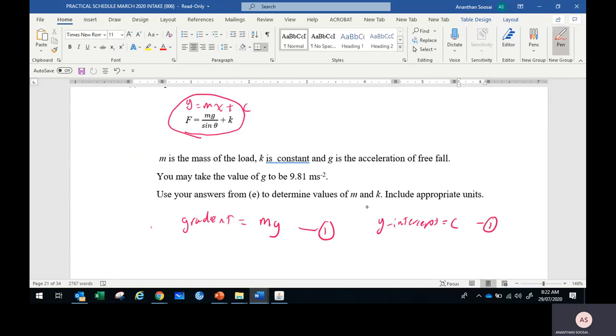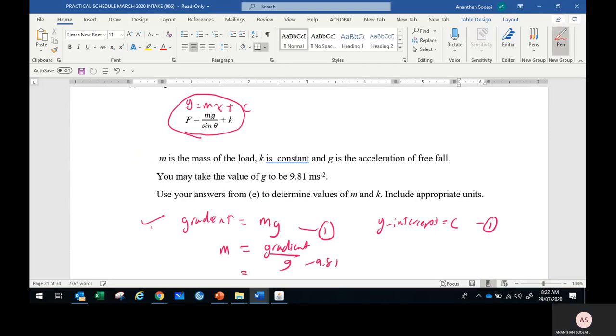Okay. You always must state this: what the gradient represents from the equation, and what the y-intercept represents from the equation. That carries a mark. Cambridge gives points for that. Now you can find your mass. Your mass is, of course, your gradient divided by your gravity, which is 9.81.